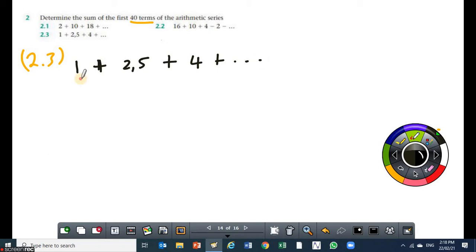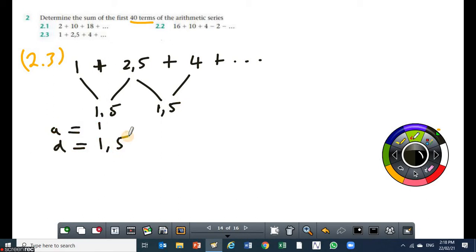So I'm going to find D first. That's 1,5. So D is going to be 1,5. The first term is 1. The number of terms is 40. So I'll write here A is 1, D is 1,5 or 3 over 2, and N is equal to 40. This is very straightforward. It's not like the first question that we did.